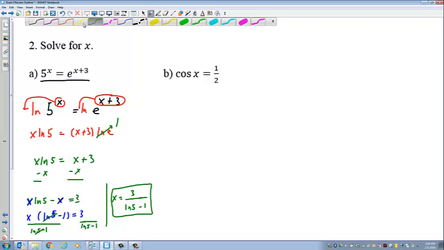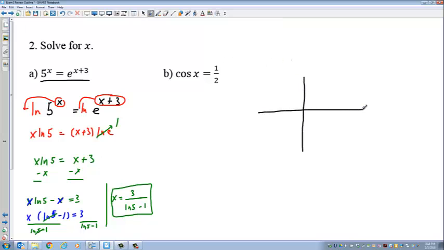So on part B, I'm going to solve a trigonometric equation. So to solve a trigonometric equation, I have to know a little trigonometry. So the first thing I want to do is try to figure out where do the angles lie that when you take the cosine of it, you get back 1/2.